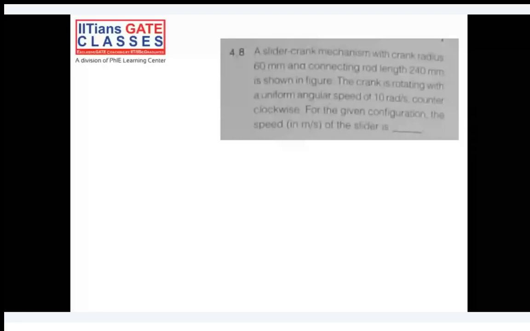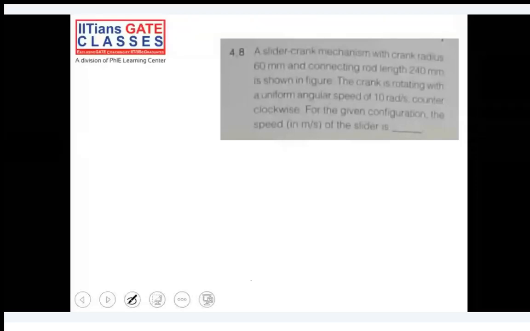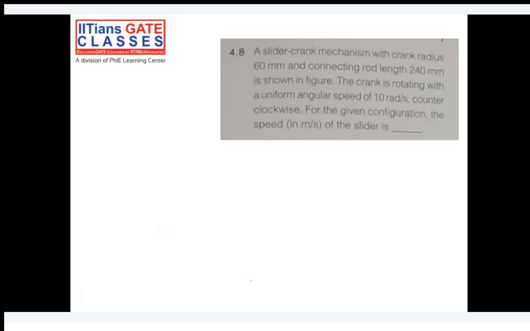Yes. Okay, so let's take this question. As I said previously, a slider crank mechanism with a crank radius of 60 millimeter and a connecting rod length of 240 millimeter is shown in the figure, and the crank is rotating with a uniform angular velocity of 10 radian per second in the counterclockwise direction. The question is, for the given configuration, the speed of the slider. They have asked the slider speed.